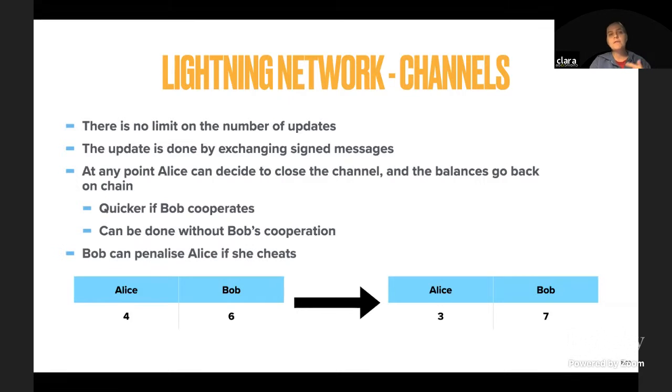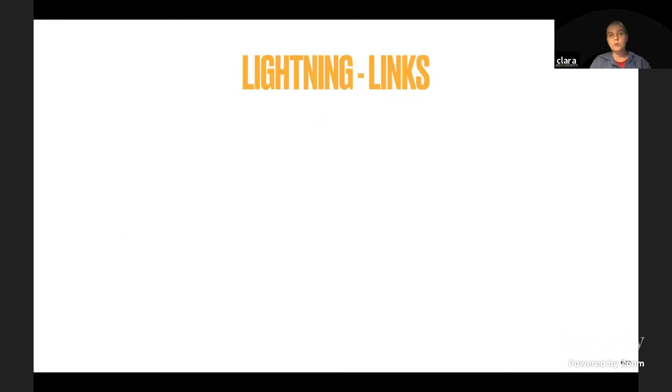And if Alice is trying to cheat Bob, for example, by claiming she never paid him and she still has the 4 Bitcoin, Bob can punish Alice by just taking all of the 10 Bitcoin to himself. Okay, so all in all, generally speaking, everybody can sleep well at night and know that no shenanigans can happen from the other side. So these are the channels that are the basic building blocks. But things become more interesting when we talk about links.